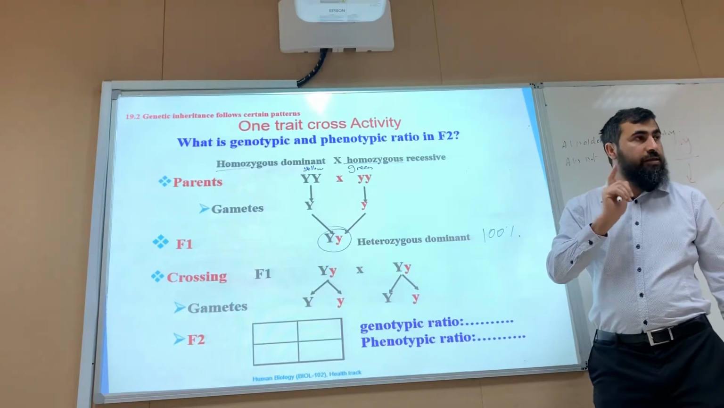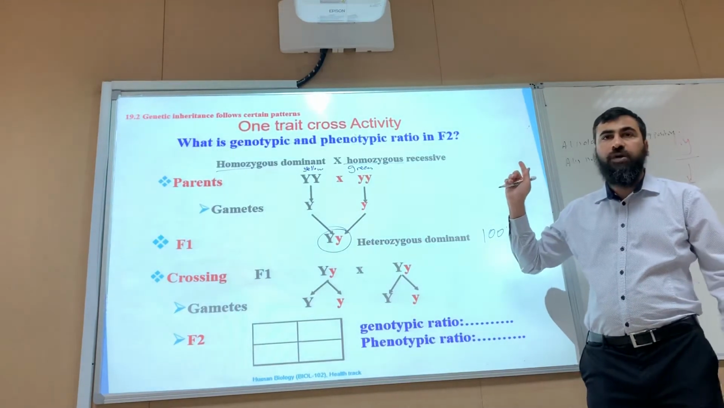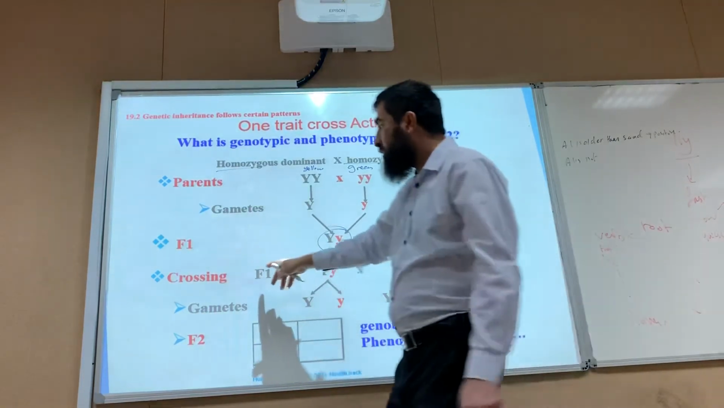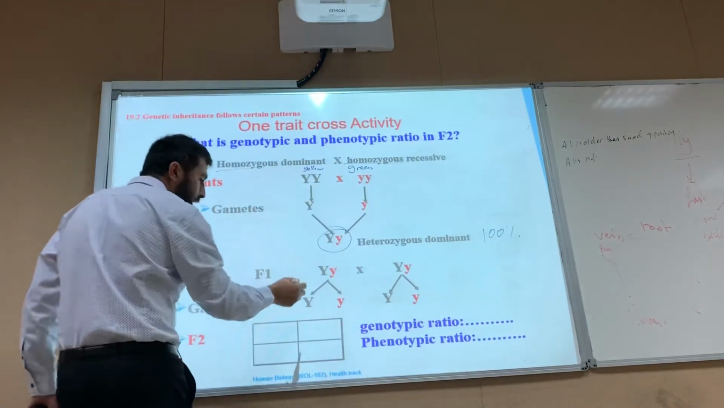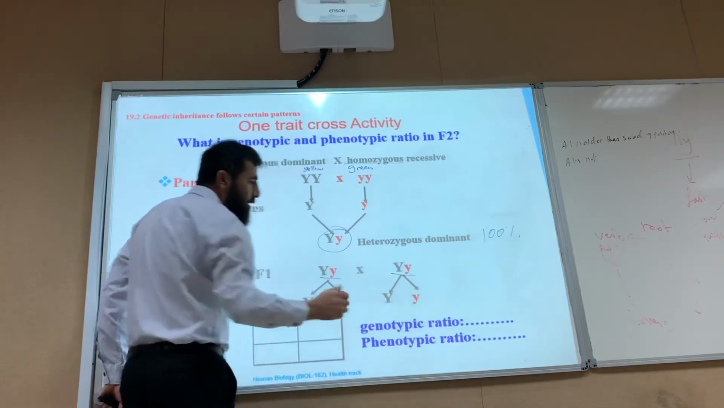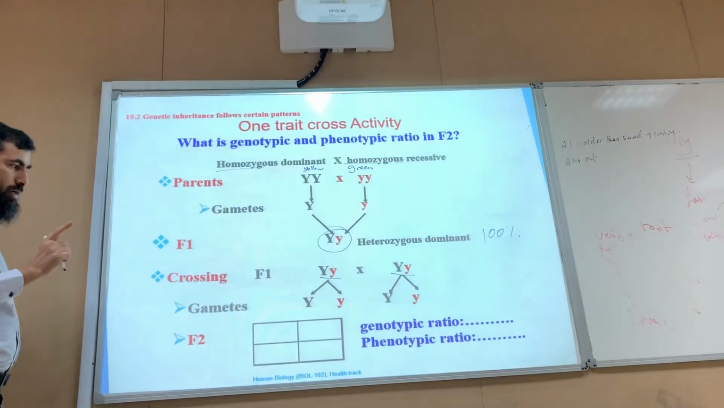Everybody understand why that is the case? Or do you want me to do the Punnett square and show you? Okay. So he took this first one and crossed them with each other. Remember, they're all heterozygous dominant.